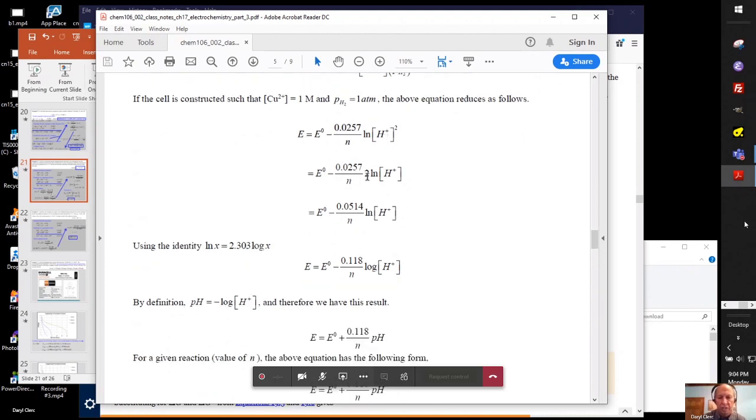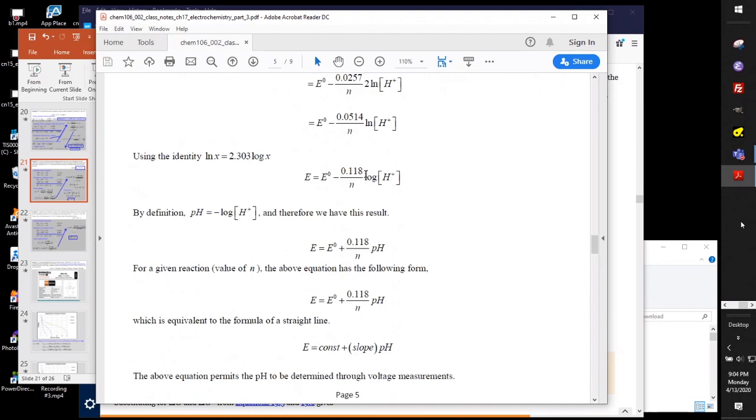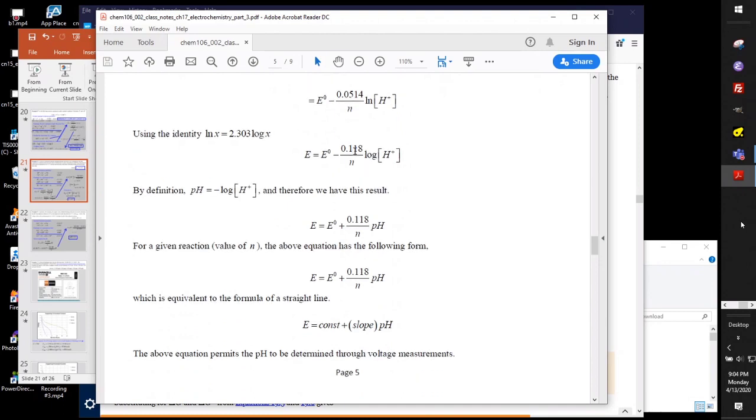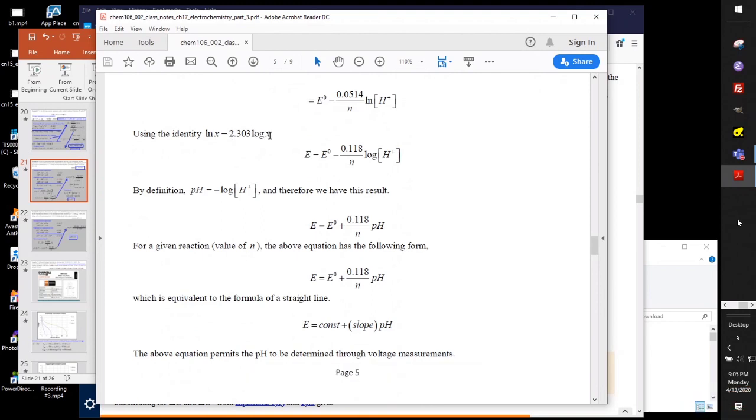And it's squared, so we could bring that 2 out front of the log and absorb that into our constant. So it doubles the 0.0257. We get 0.0514. And we end up with this expression if we convert the natural log to a log. In order to do that, we multiply by 2.303, so that gets absorbed into the constant. So we have base 10 log instead of natural log.